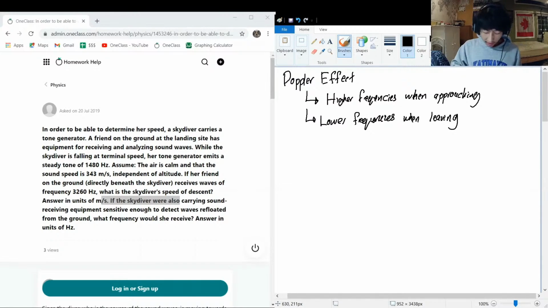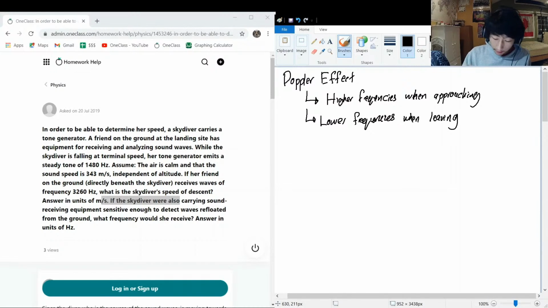Okay, so let's actually think about this. You've seen in cartoons when people drop things, as the thing is going away from you as it's falling, the pitch is going down. So as it's getting farther away from you, the frequencies are getting lower, and as it approaches you, they get higher. That's maybe how you see the Doppler effect in cartoons and stuff.